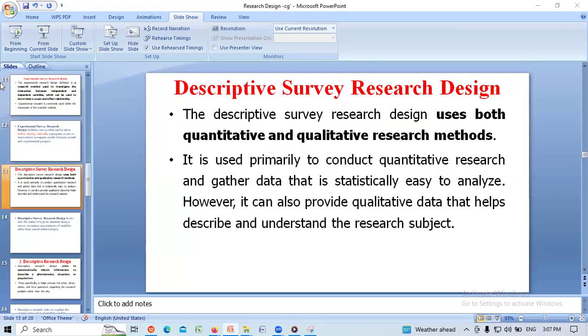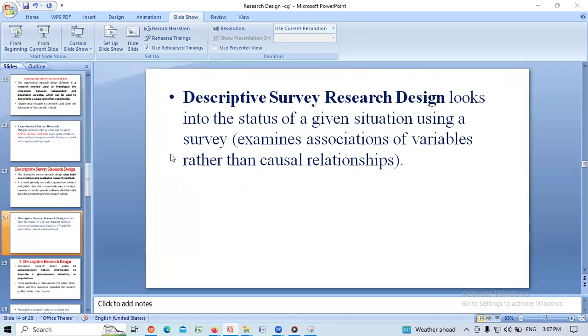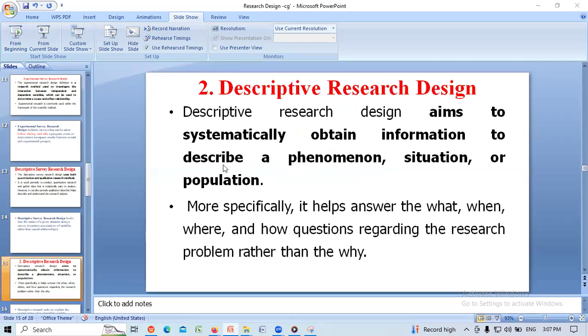Descriptive survey research design. The descriptive survey research design uses both qualitative and quantitative research methods. It is used primarily to conduct quantitative research and gather data that is statistically easy to analyze. However, it can also provide qualitative data that helps to describe and understand the research subject. Descriptive survey research design looks into the status of a given situation using a survey, examining association of variables rather than causal relationship.